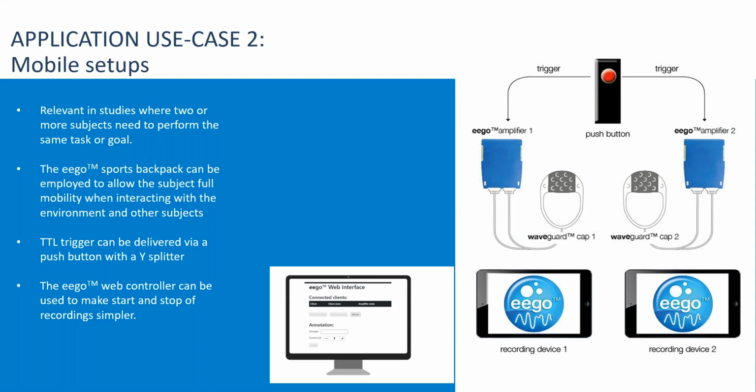Again, this trigger can be sent at the start and at the end of the recordings. This does not need to be connected to the amplifiers at all times. Like the previous case, you have the data recorded then on recording device 1 and 2. What's an added measure is the eego sports backpack that we provide. Now with the sports backpack, you can actually load the recording device and the amplifier into the backpack. So all of it is on your subject.